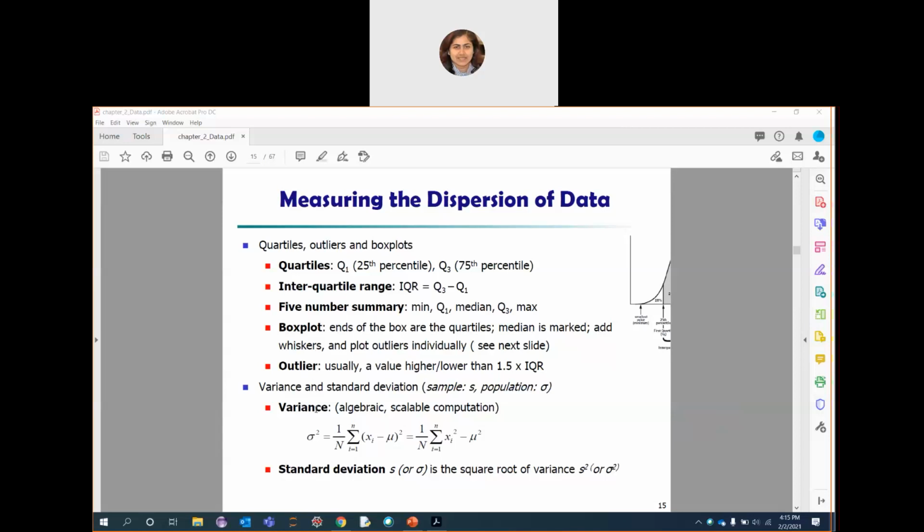Then we can also find out the variance and standard deviation of the data set, and these are the formulas. This is how they are calculated. So standard deviation, S or sigma, is actually the square root of S squared or sigma squared. And the variance is calculated in this way.